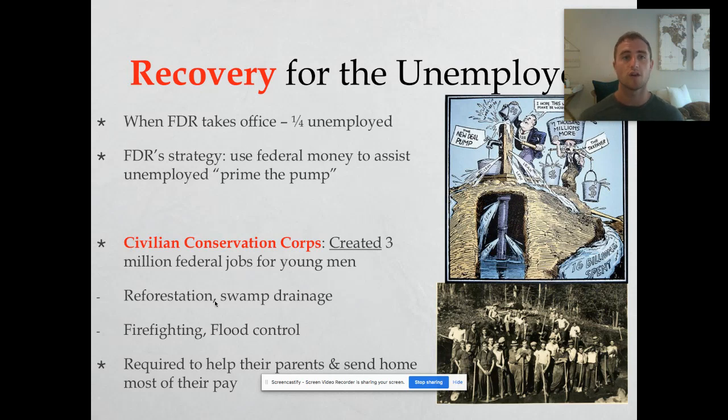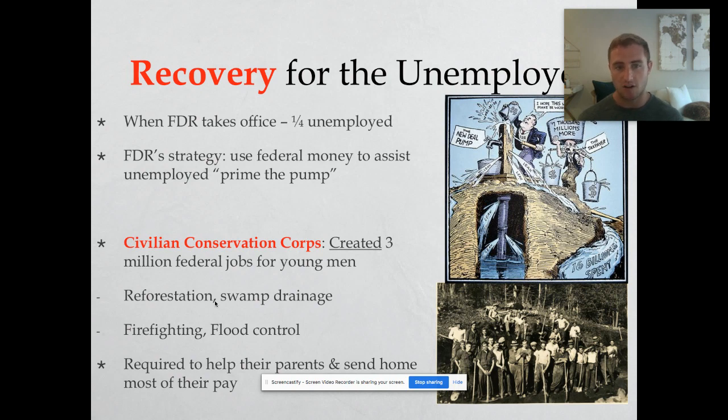Recovery for the unemployed. Okay, so we see in 1932, when FDR takes office, a fourth of the country unemployed. FDR says we need to prime the pump by using federal money to get some people jobs. And so FDR starts using federal money to create bureaucracies to hire the unemployed. There are many examples of this.